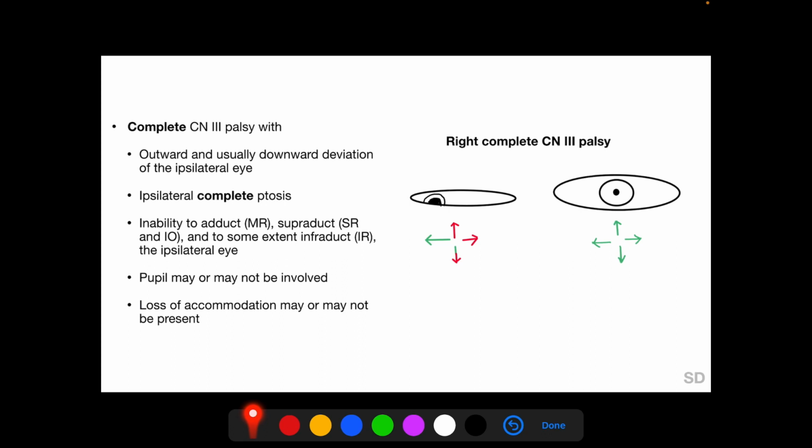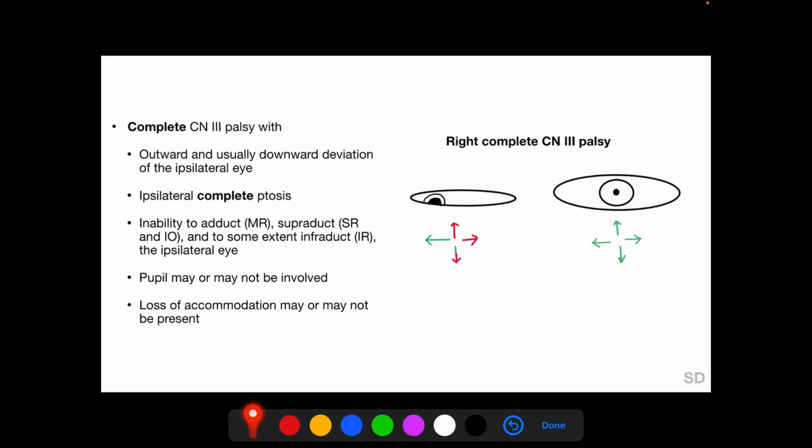As the superior rectus and inferior oblique are involved, there is an inability to elevate the eye, and as the inferior rectus is involved, there is to some extent an inability to depress the eye. The remaining two extraocular muscles, lateral rectus supplied by 6th cranial nerve and superior oblique supplied by the 4th cranial nerve, are spared in a 3rd cranial nerve palsy. Because of the intact lateral rectus muscle, the eye is deviated outwards, and because of the intact superior oblique muscle, the eye is infraducted to some extent.